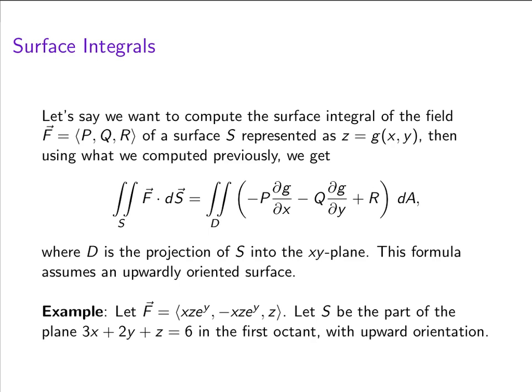Okay, let's do an example. We've got a field F with components x z e to the y, negative x z e to the y, and z. And let S be the portion of the plane 3x plus 2y plus z equals 6 in the first octant. And we'll assume upward orientation of the surface.